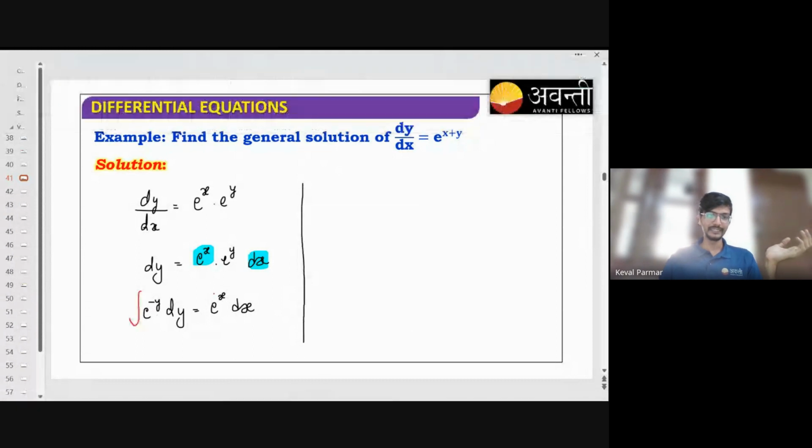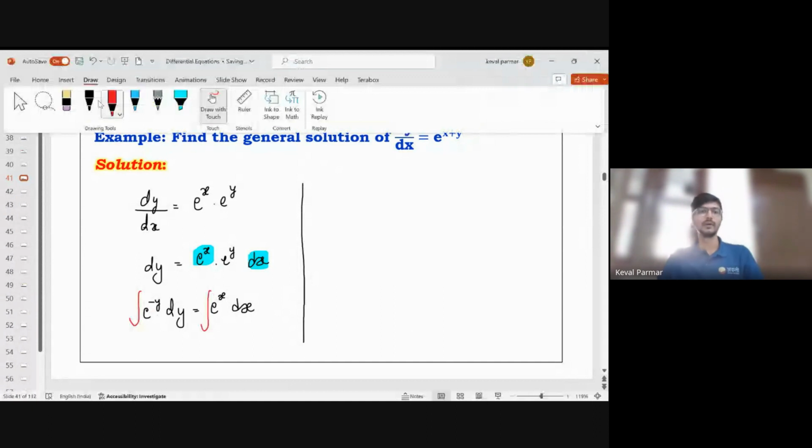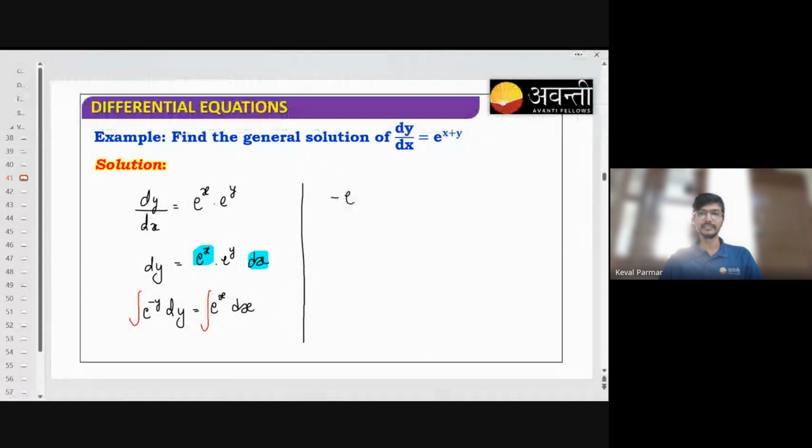So if I integrate both the sides, we all know the integration here. What is the integration of e raised to minus y? It is minus e raised to minus y is equal to. What is the integration of e raised to x? It is e raised to x plus c. This is simply my answer.